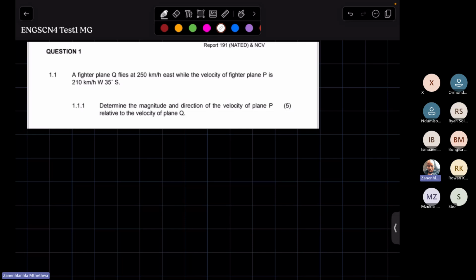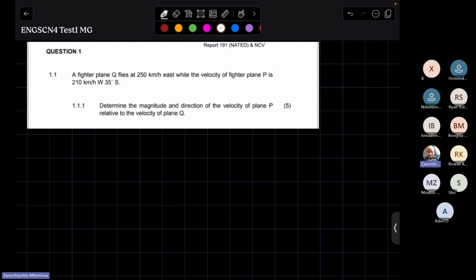Right. Now, as you should know, under relative velocity, we essentially have a velocity which we'll take as the object and one that we take as the frame of reference. Right. How we represent the two velocities on the Cartesian plane depends on whether the velocity is an object or the frame of reference. Right. So now, question first. Looking at the question, determine the magnitude and direction of the velocity of P relative to the velocity of plane Q. Between P and Q, which of those two is our object?